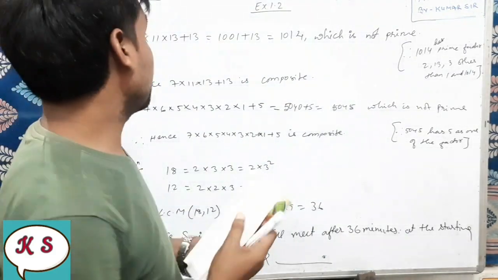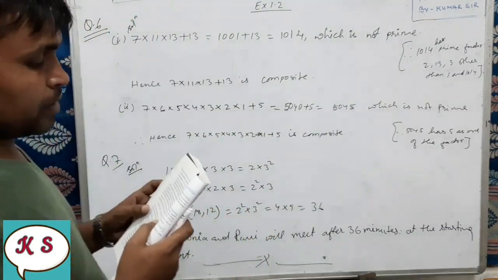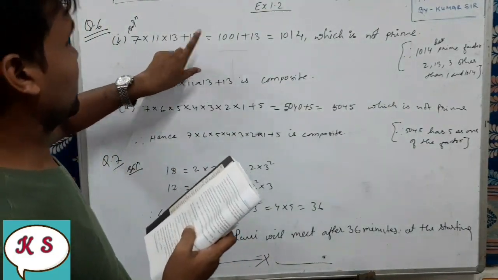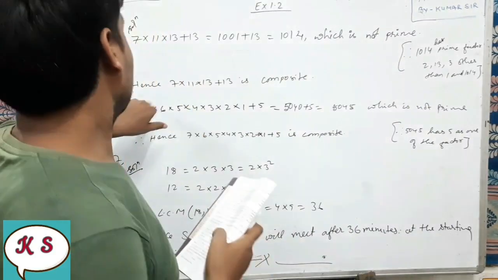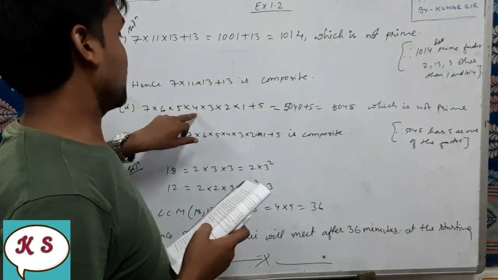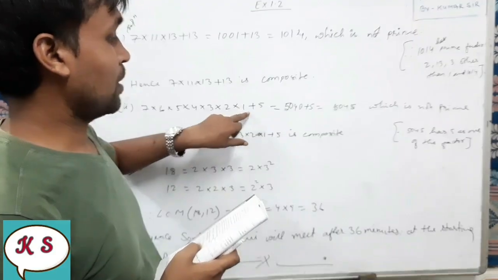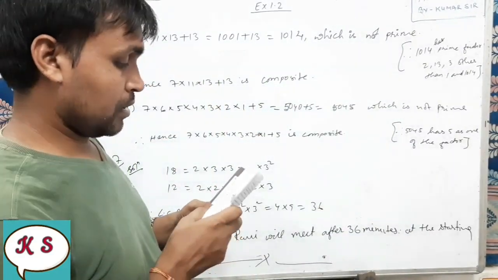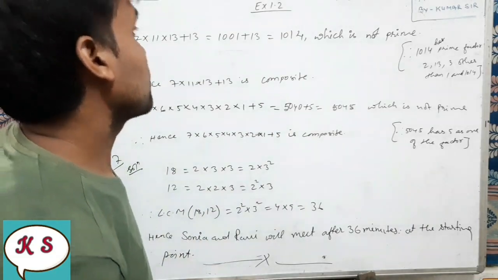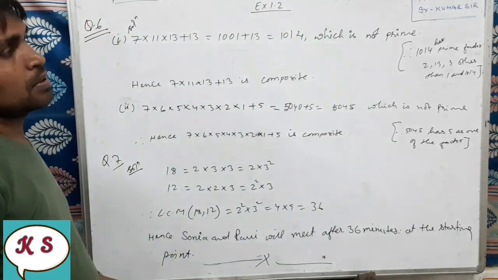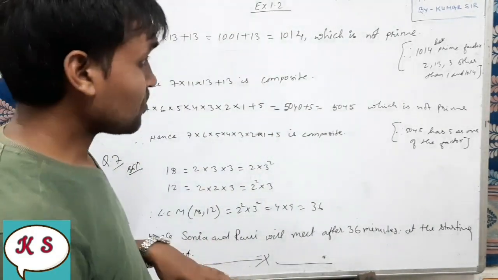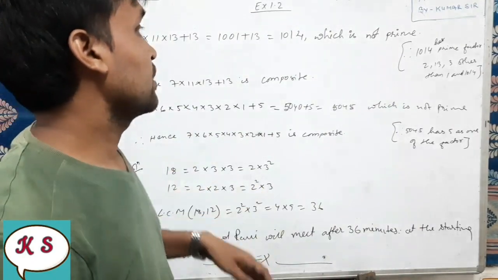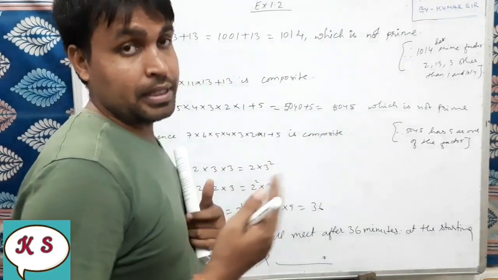Okay, so question number 6. Explain why 7 into 11 into 13 plus 13, and 7 into 6 into 5 into 4 into 3 into 2 into 1 plus 5, are composite numbers. Remember, composite numbers are those numbers which have a factor other than 1 and the number itself.